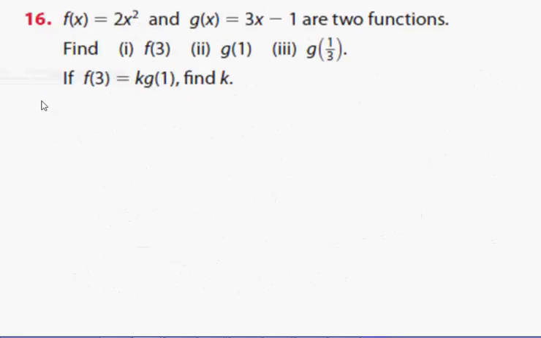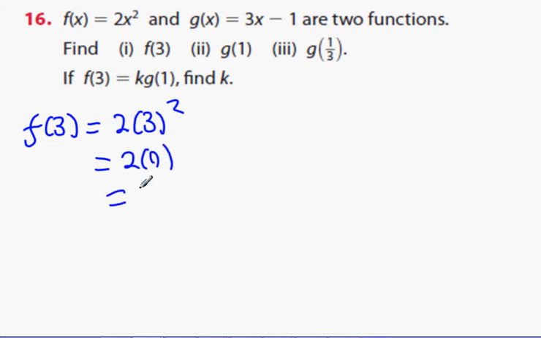Alright. Who got that one out? Let's have a look here. What is f of 3? What does that mean? The input's 3. Replace x's with 3. And what do we get? Do the square first. Indices before multiplication. 2 times 9, which is 18. Well done, Brad.